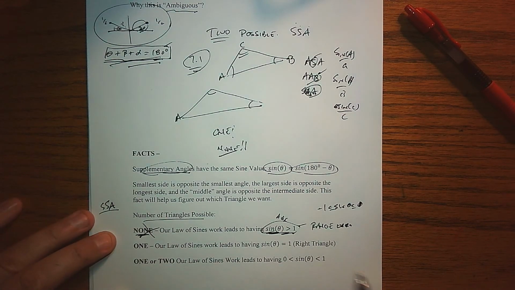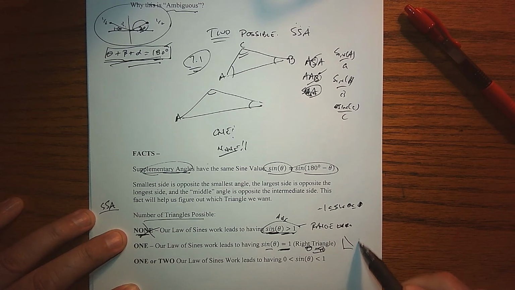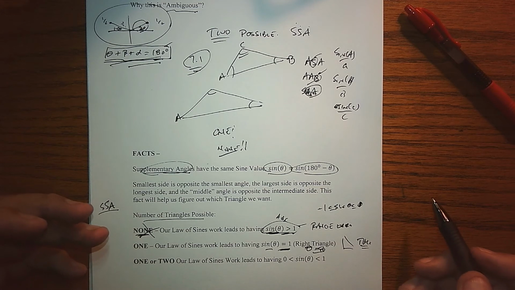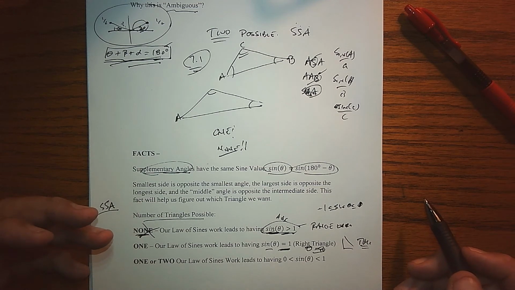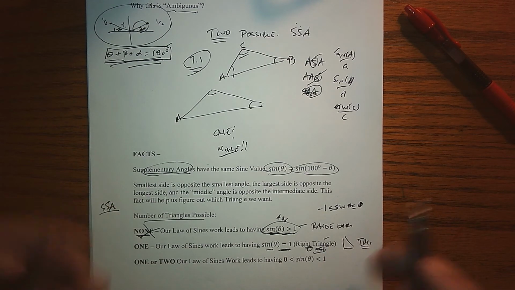If we're lucky, the sine of theta will be equal to 1, and so that just basically means that if theta is equal to 90 degrees, we're dealing with a right triangle. So we go back and just use our trig like we were normally doing to find the other sides. So that would be the nice situation, and of course this is what we've been dealing with for most of our semester.